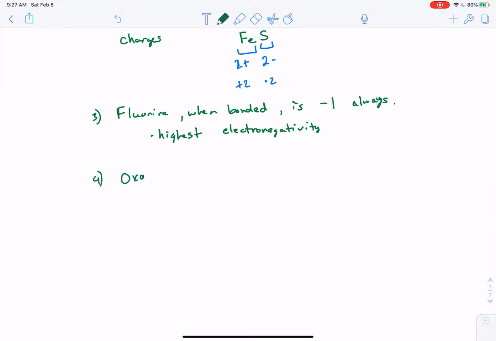4. Oxygen is -2, except for peroxides, where that is O2 2-, which is -1. And those are very, very specific instances where you don't have a choice. It's one of those scenarios where you would want to try to make oxygen 2- or -2, but you can't because it's bonded to something that kind of follows its rules.